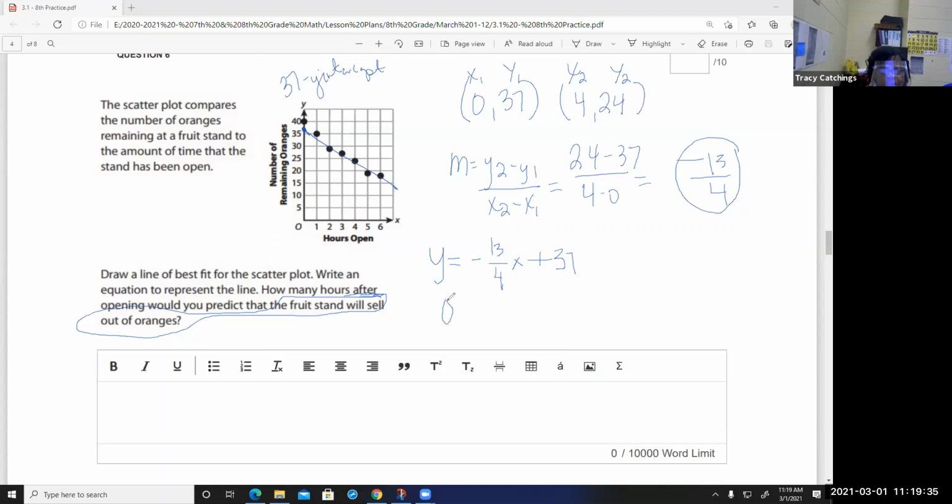Good job. So if we were to put 0 in for that y-intercept inside, the first step would be to get rid of that 37. So now we've got negative 37 is equal to negative 13/4 x. Now divide negative 37 by negative 13/4.